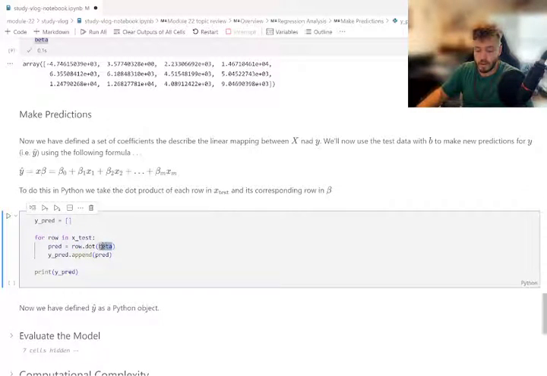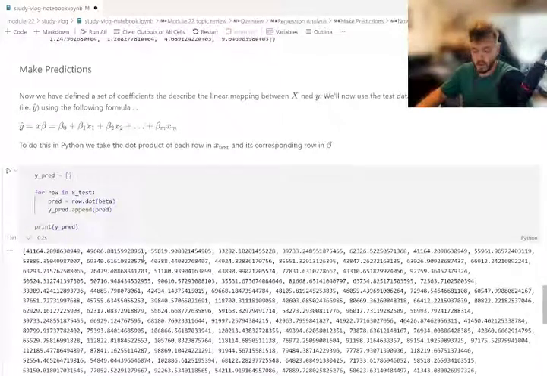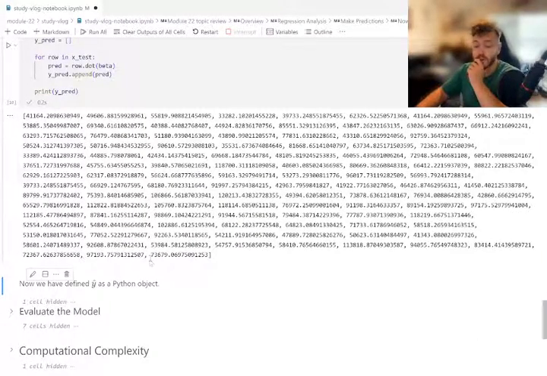and we multiply it by beta, because we know that row is going to have the same number of columns as there are rows in beta. So we can take the dot product of it. Then we append that to the list that we've instantiated here, and we print it, and now we have a matrix of predictions for y. We could plot it, we could do all sorts of stuff. This, in mathematical terms, is referred to as y hat.